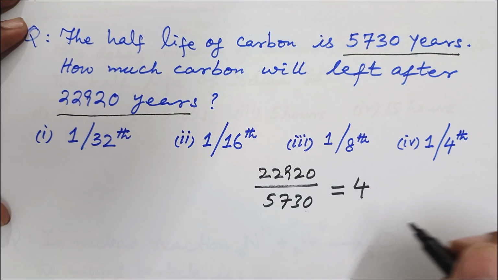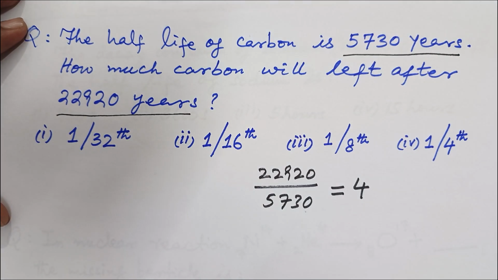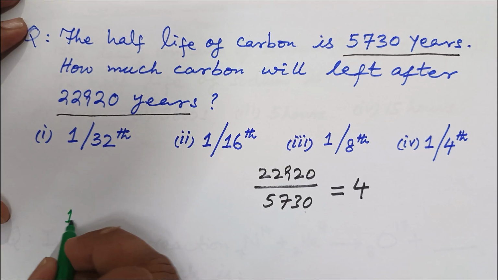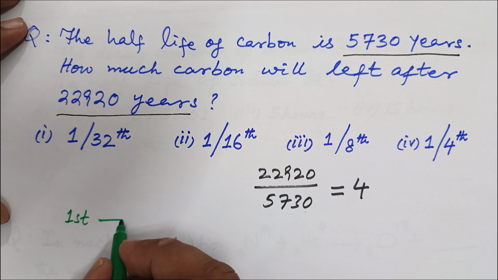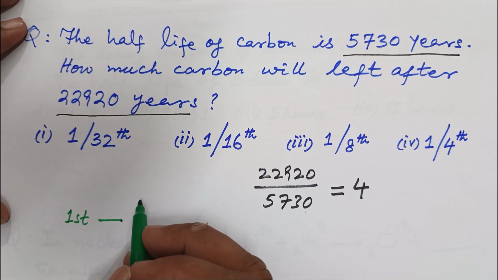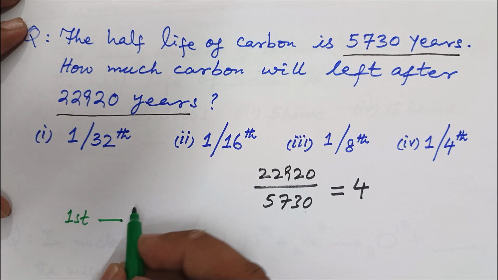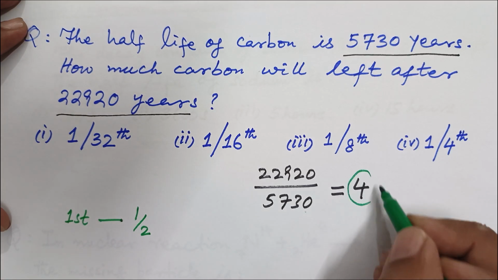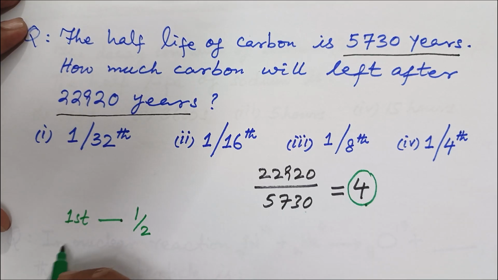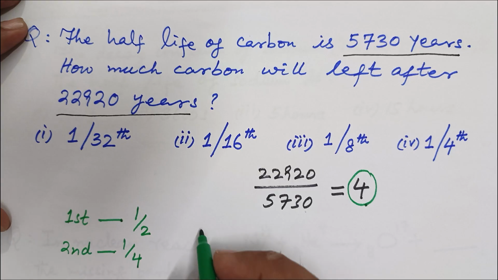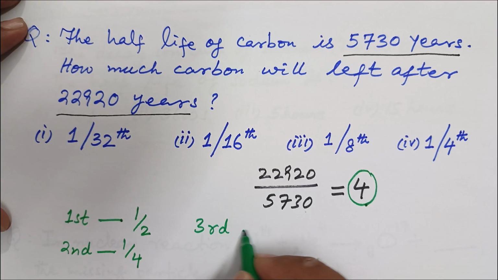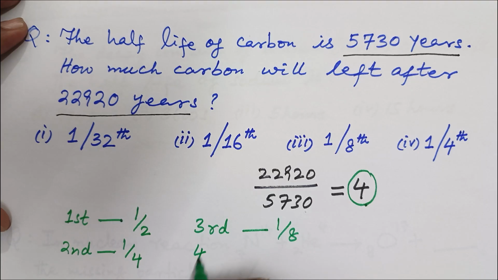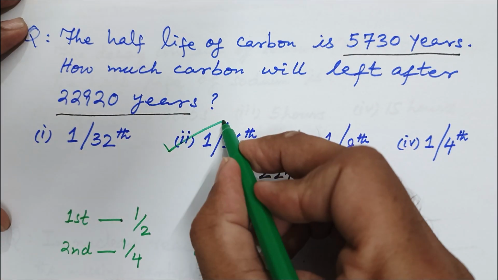Okay, so means what? After the first half-life, we have half the number of atoms. The sample will become half. So it will be 1/2. We have to find out how many half-lives? 4 half-lives. After the second half-life, the number of atoms becomes 1/4. After the third one, it becomes 1/8. And after the fourth one, it becomes 1/16. So this is the correct option.